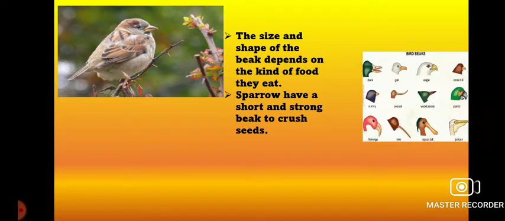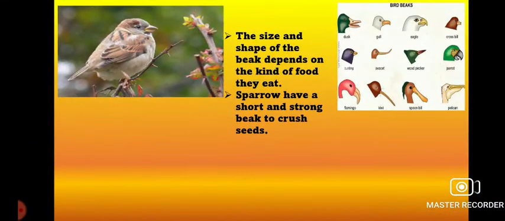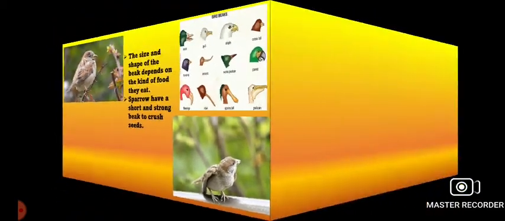Another thing which you can know about it is the beak structure. By seeing this, you can predict the food habit that the birds have. Now you can also see this is the sparrow and its beak structure. This beak structure is definitely for crushing of the seeds.